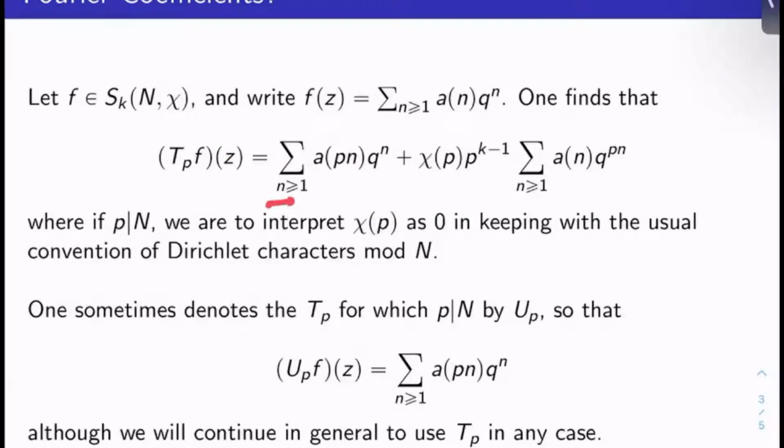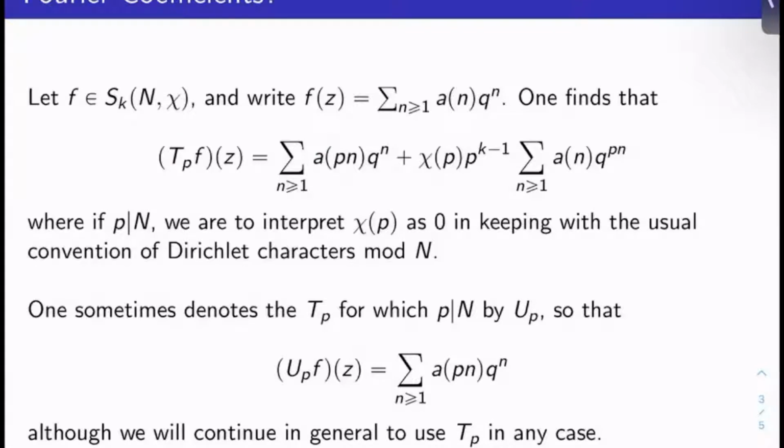You get the sum over n at least 1 of a_{pn} q^n, so you get the p times nth coefficient in the nth slot, plus chi(p) p^{k-1}, where k is our weight here, times the sum over n at least 1 of a_n q^{pn}. So first we scale the index of the coefficient, then we scale the power of q, and we have this chi(p) out front, where chi is the character that's associated with f.